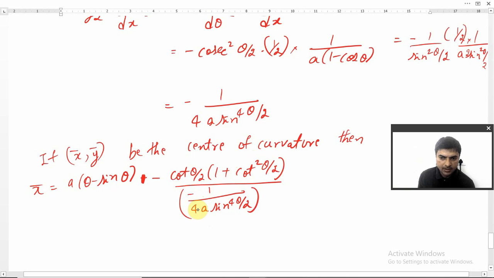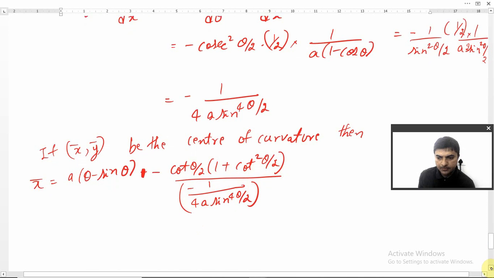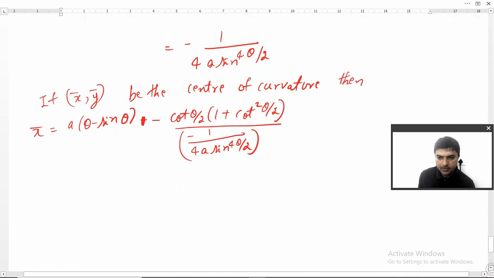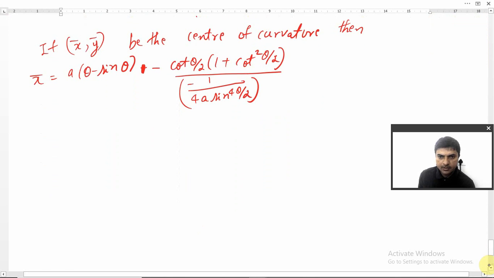This is what we get the value, friends. Okay, just simplify this, friends. Cot theta by 2, I can write this as cos theta by 2 over sin theta by 2. 1 plus cot square theta by 2, we can take this as cosec square theta by 2. So just simplify here, last line.